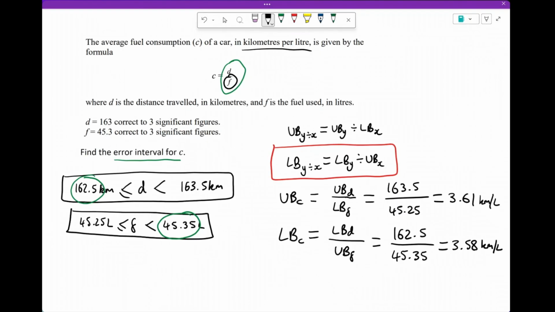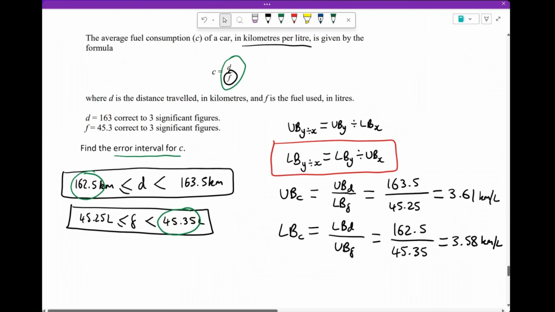So we can now have a go at writing out our error interval for C because we've got the upper bound and lower bound. So I'm going to write C, and then my upper bound to the right, so that's the 3.61 kilometers per litre. And then the lower bound to the left, which is the 3.58 kilometers per litre.